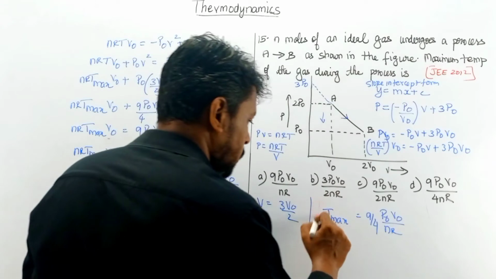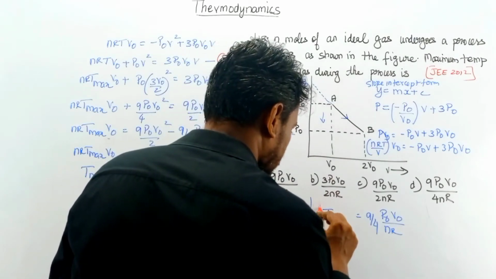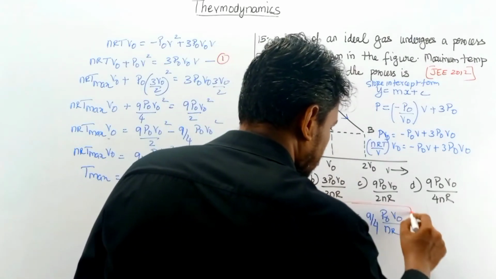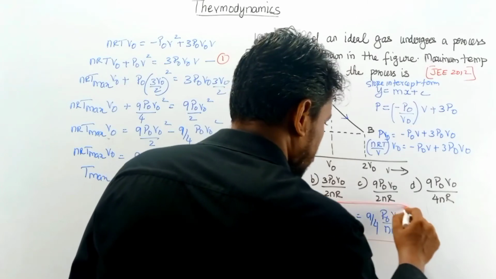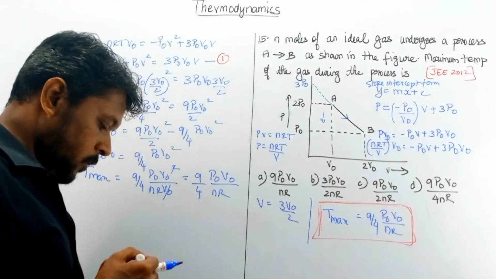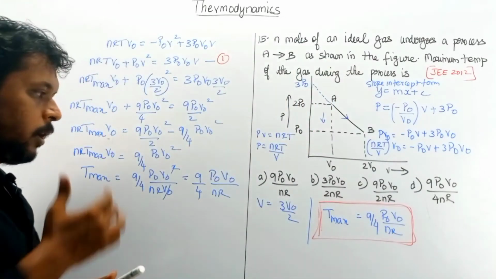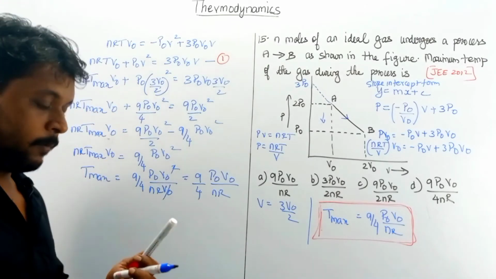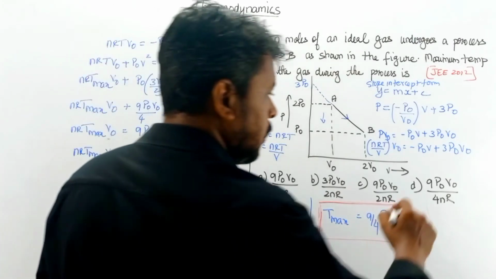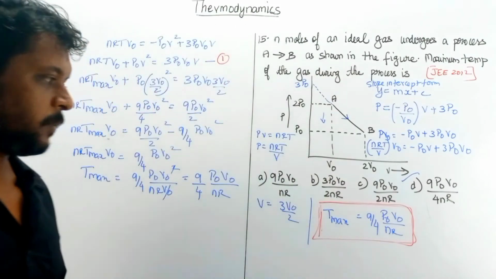So T max is equal to 9 by 4 P naught V naught by NR. So from this option, D is the right answer.